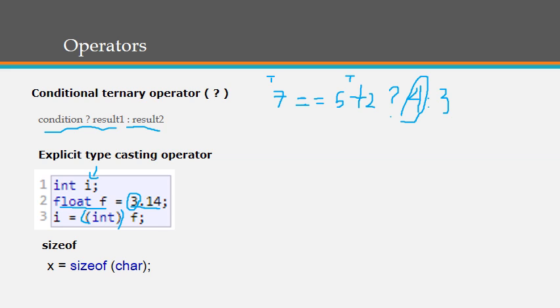The sizeof operator basically accepts a parameter and gives you the size of that. So in the example here, we have x getting the size of char, because char is a character. x will be given the value of 1 byte.